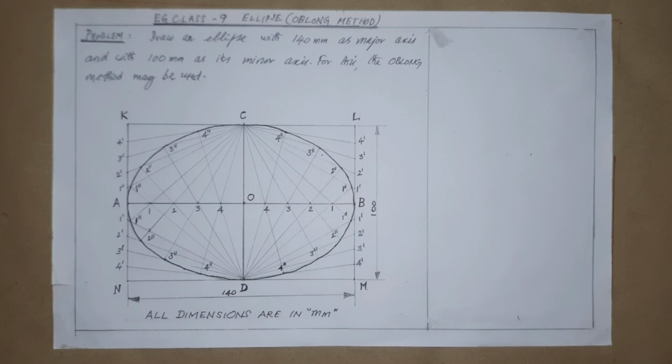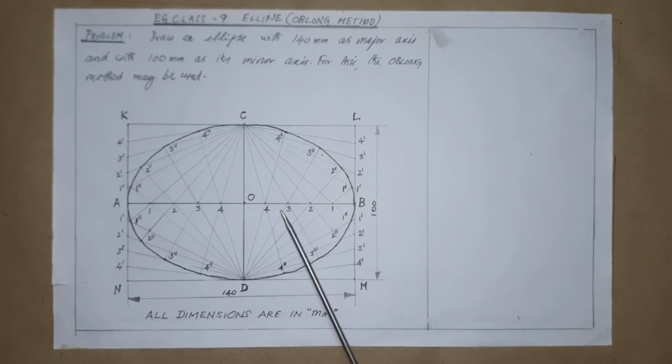In this oblong method, it is also called the rectangular method. That is another type of problem, and solved drawings are shown here for immediate reference to have a preliminary idea about the procedure of drawing.